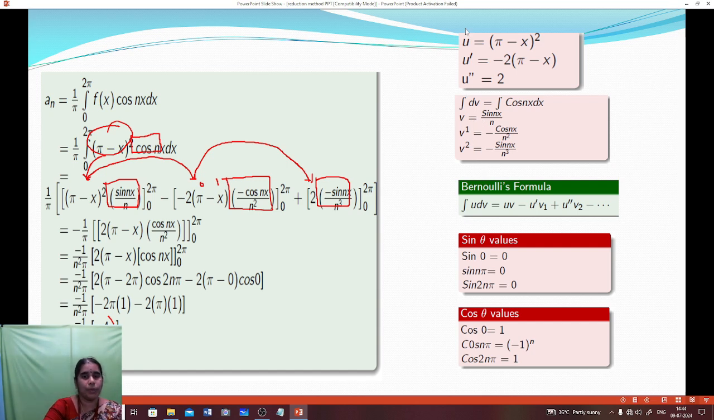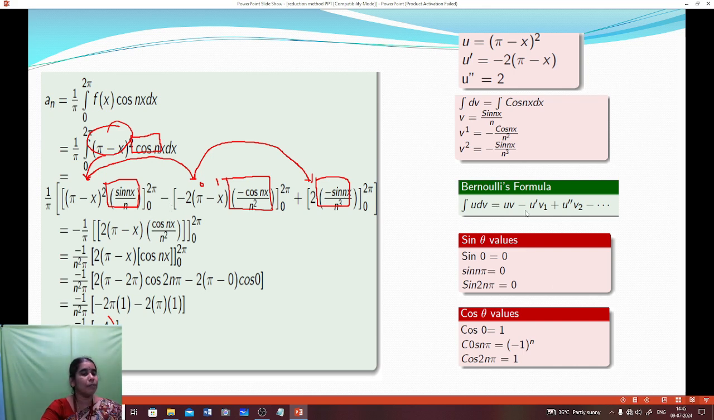Okay, now we are going to substitute these things in our Bernoulli formula. On integrating this, which is equal to 1 by pi, constant, keep it alone in its place itself, then put a square bracket. We are going to substitute first u into v. Substitute u value (pi minus x) the whole square into v. V value is nothing but sin nx by n. So put sin nx by n. The limits are 0 to 2 pi.